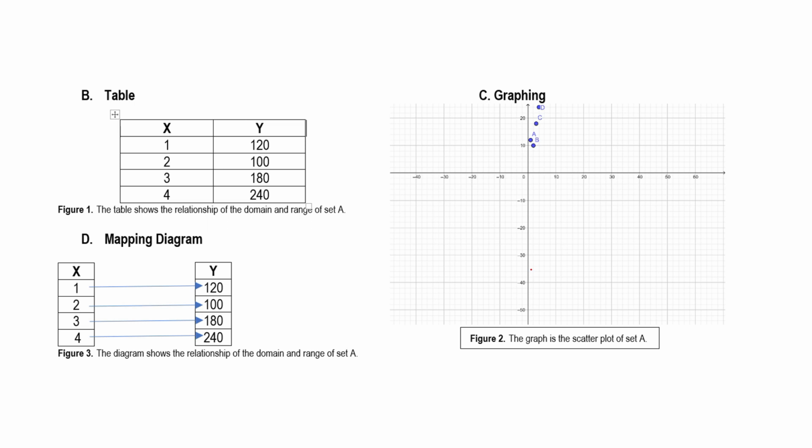Letter B, a relation represented through a table. As you can see, under column X, these are 1, 2, 3, 4. These are the domain, or the set of all first coordinates. And under column Y, these are the range, or the set of the second coordinates.